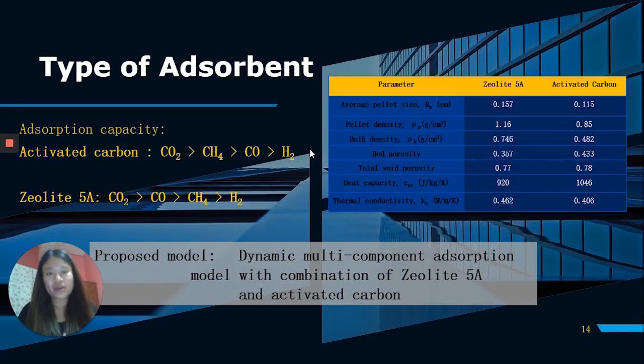So, talking about a type of adsorbent, comparing the adsorption capacity of both activated carbon and zeolite 5A, both adsorbents show great capability to separate hydrogen gas from the mixture. Hence, a dynamic multi-component adsorption model was developed in a fixed bed of industrial scale containing two layers of adsorbent, which are zeolite 5A and activated carbon. Moving on to the next slide.